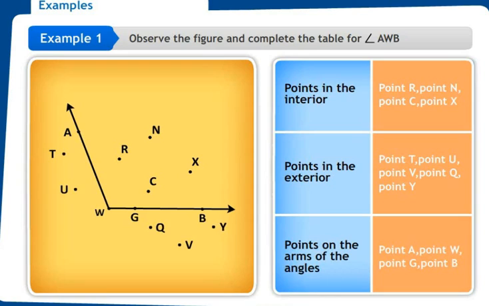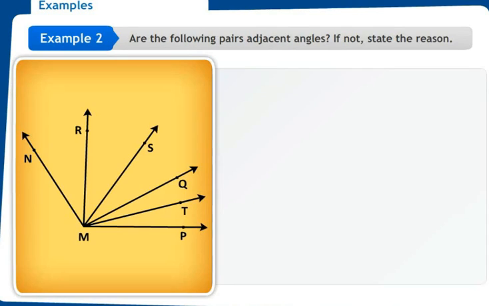I hope I am clear with the concept of interior, exterior and the points on the angle, that is on the arms. Now here you can see there is a diagram, a geometrical figure which shows angles. Are the following pairs adjacent angles? If not, state the reason. That means you have to say why they are not adjacent angles.